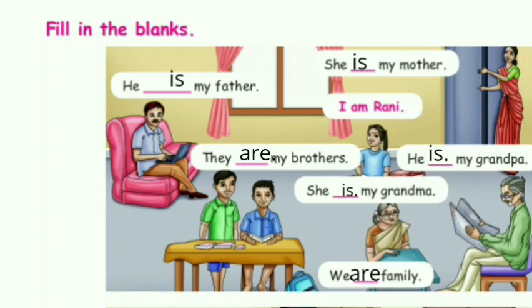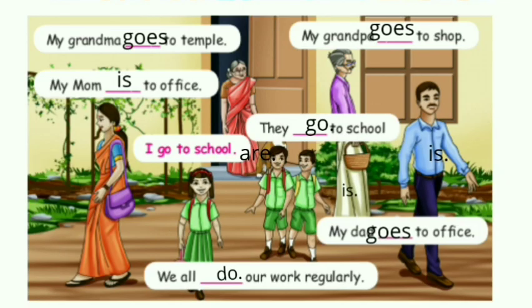He is my father. She is my mother. They are my brothers. He is my grandpa. She is my grandma. We are family. The next picture, my grandma goes to temple, my grandpa goes to shop, my mom goes to office, they go to school, my dad goes to office. We all do our work regularly.